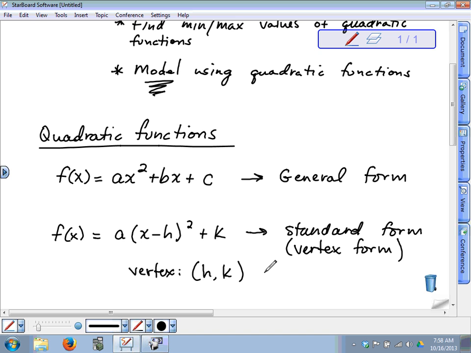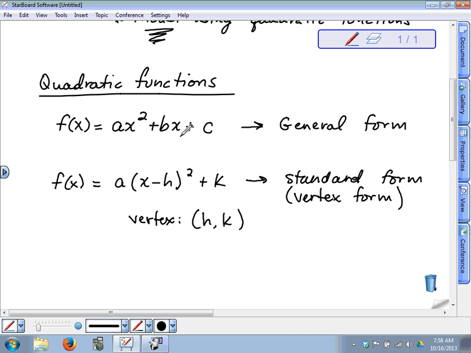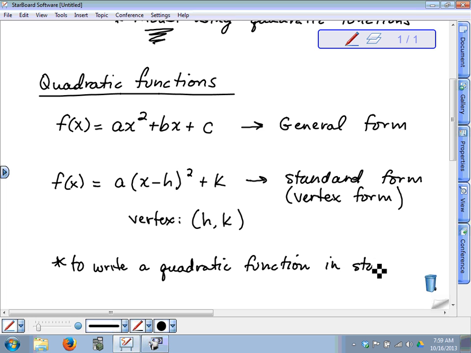And you find the vertex using the same method that we did on the last test. Inside the function represents a horizontal movement left to right. Outside the function represents a vertical transformation up and down. What we're going to be doing is taking an equation that's in general form and rewriting it into standard form. So put this down. To write the quadratic function in standard form, you're going to love this.